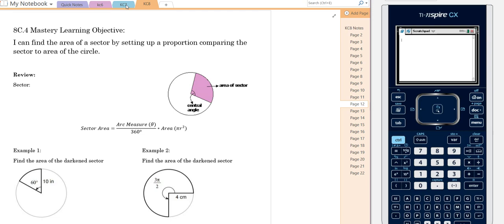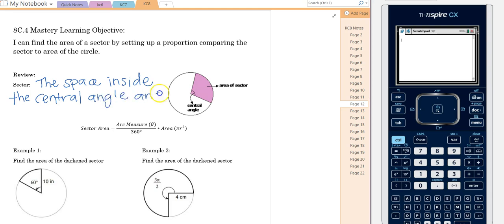So what is a sector? A sector is the space between a central angle and an arc. So we're going to say the space inside the central angle. Remember, a central angle uses the center to create its angle. So it's between two radii, the central angle and the arc.